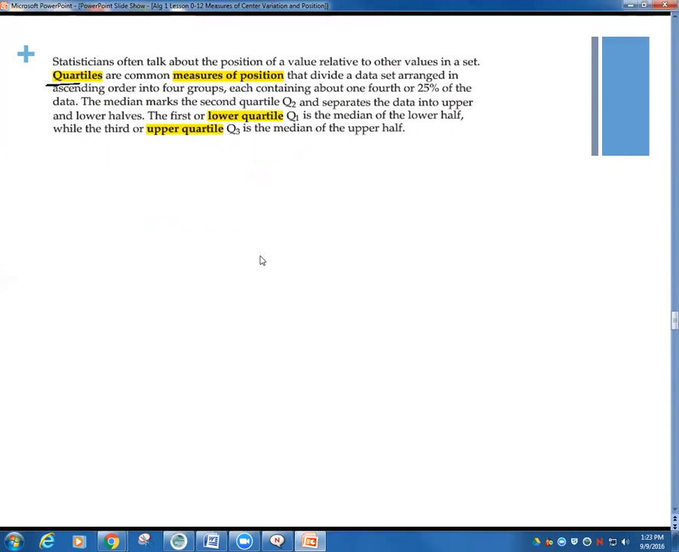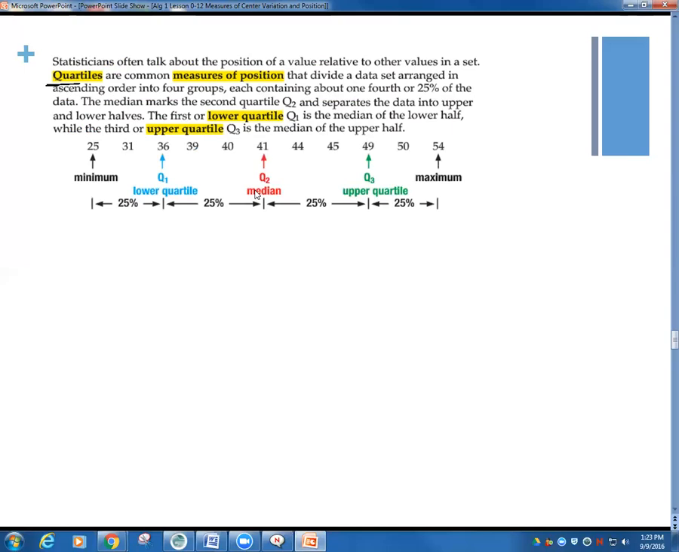Now, I know that's a lot of words and a lot of new vocabulary, so I think an example is going to help out. If we have this list of numbers in order, the middle splits the numbers right in half. That's called the median. Most of the time, we don't really call it Q2, we call it the median. Now, if you go to the lower half and find the middle of the lower half, that's Q1 or the lower quartile. And if you take the upper half and find the middle of the upper half, that's Q3 or the upper quartile.